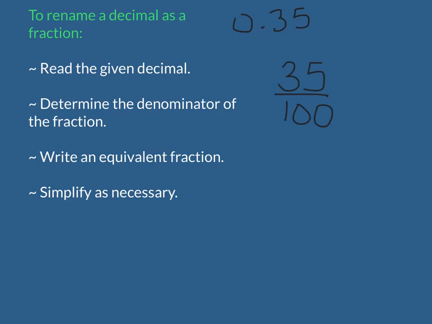And then we'll need to simplify that because I can tell by looking at it that 5 goes in there, so this is not in simplest form. So we would divide them both by 5, the top and the bottom. 35 divided by 5 equals 7, and 100 divided by 5 equals 20. So our decimal, 35 hundredths, is 7/20ths. That would be our decimal as a fraction.